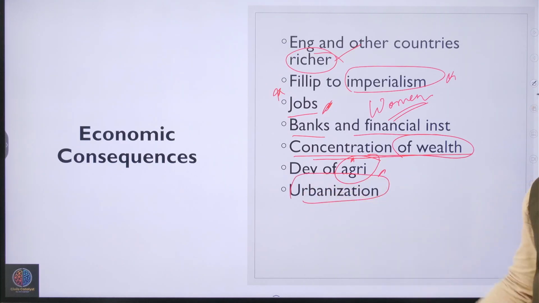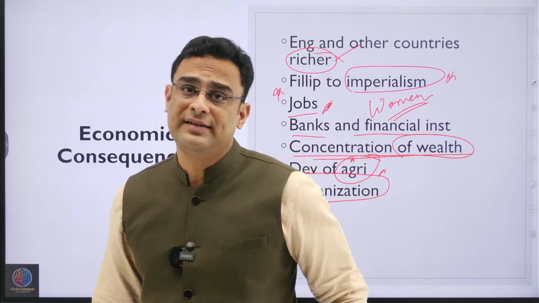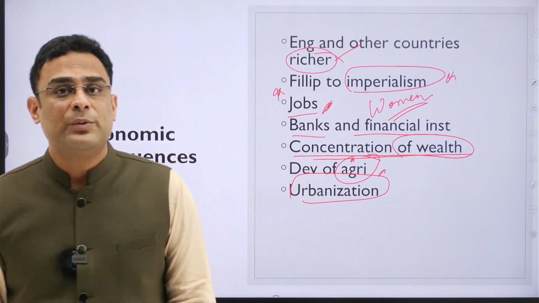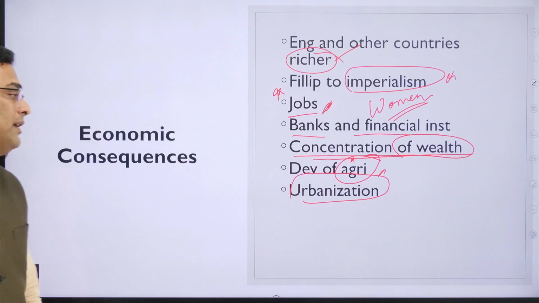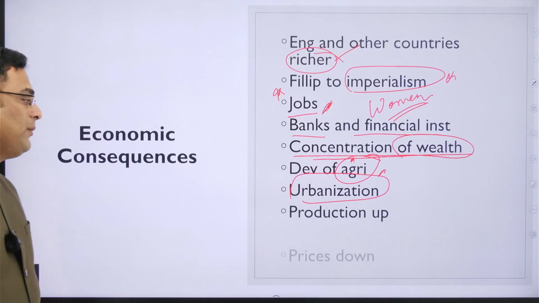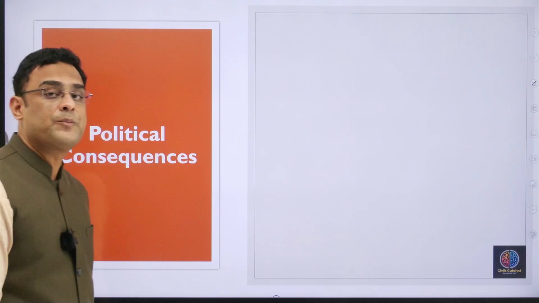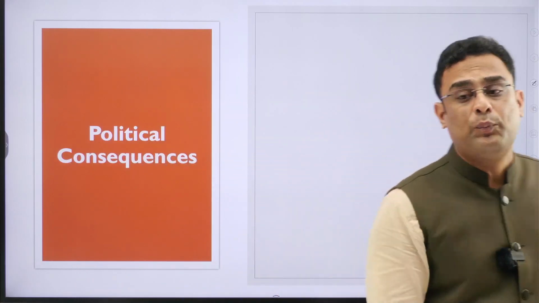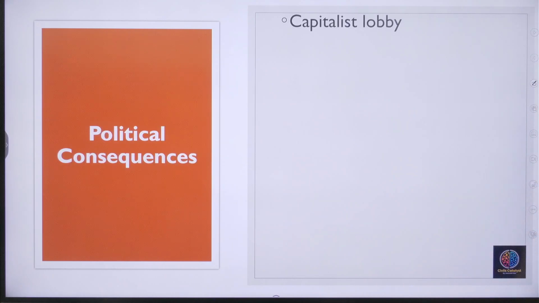Urbanization: with more and more factories, cities started to spring up. You see, in case of India, Jamshedpur is a great example. Why has Jamshedpur come up? It is because of the industry that was set up over there by the Tatas. Production went up, prices also came down. So these can be some of the economic consequences. Now let us talk about some political consequences of the industrial revolution.